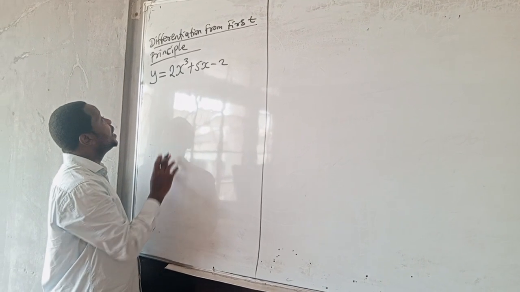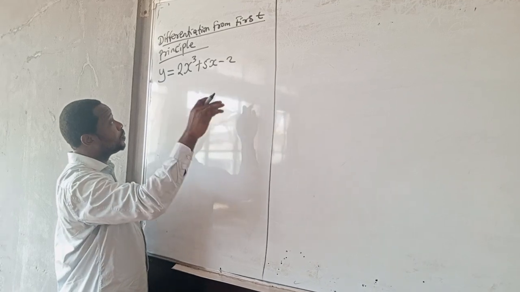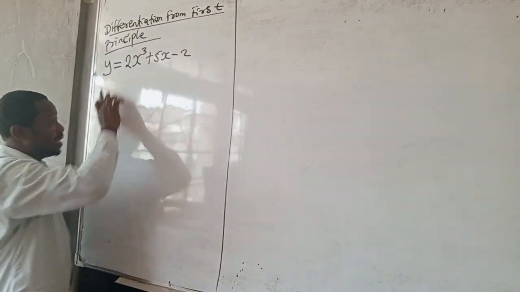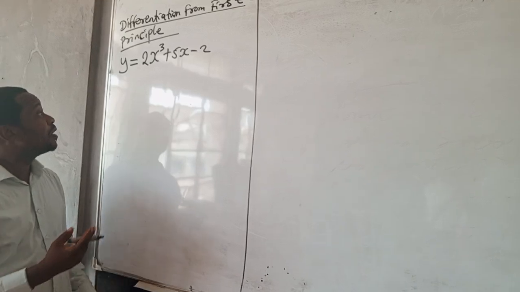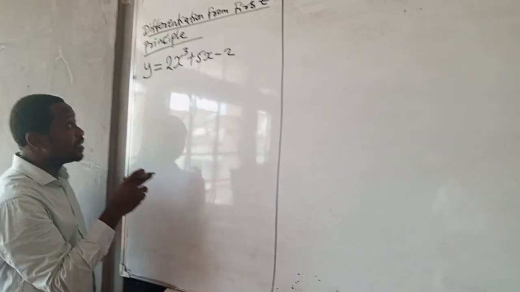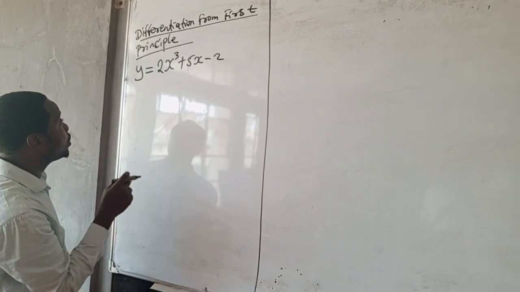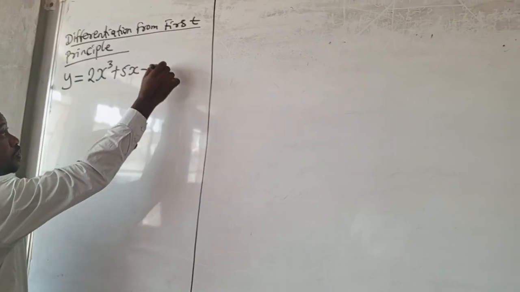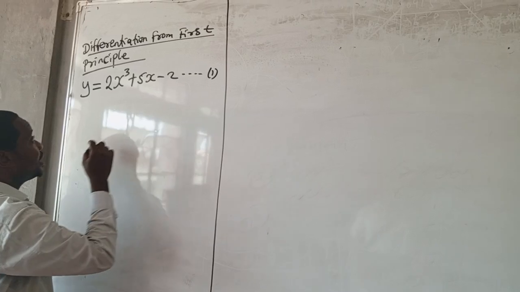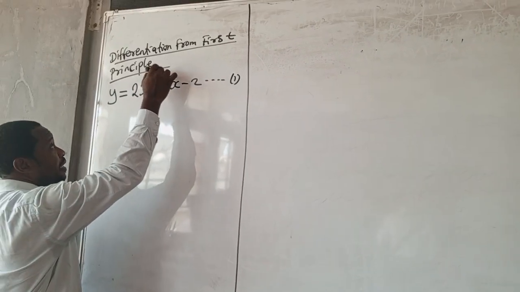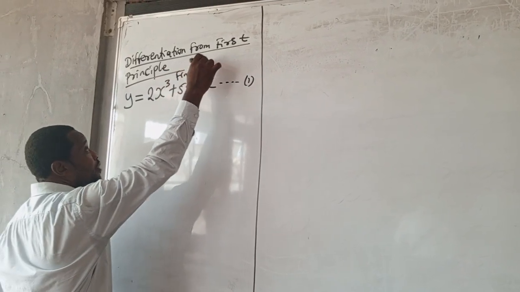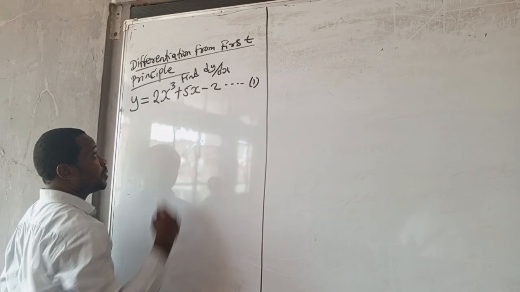What will you do? To differentiate from first principle, any place you see y, you write y plus change in y. Any place you see s, you write s plus change in s. So any question they give to you, call it equation 1. Then the question is: find dy over dx from first principle.